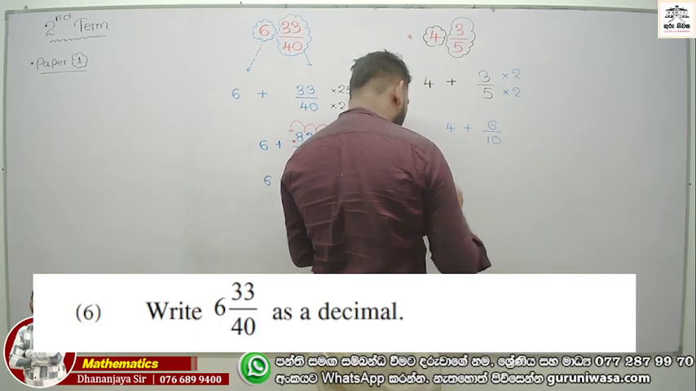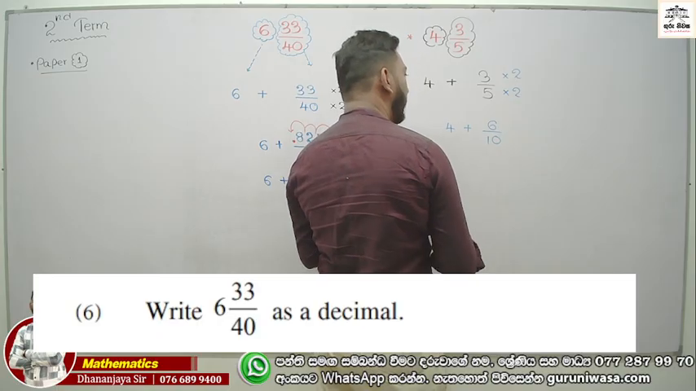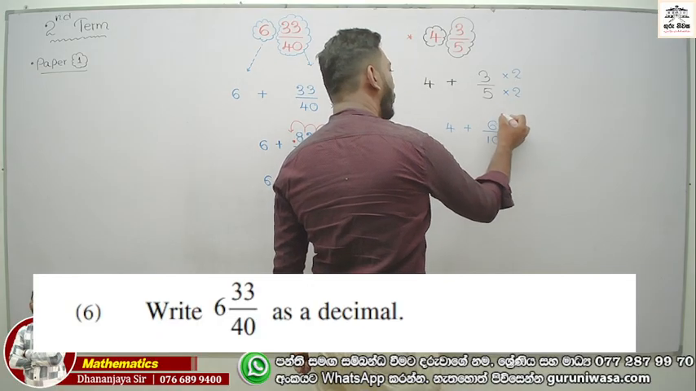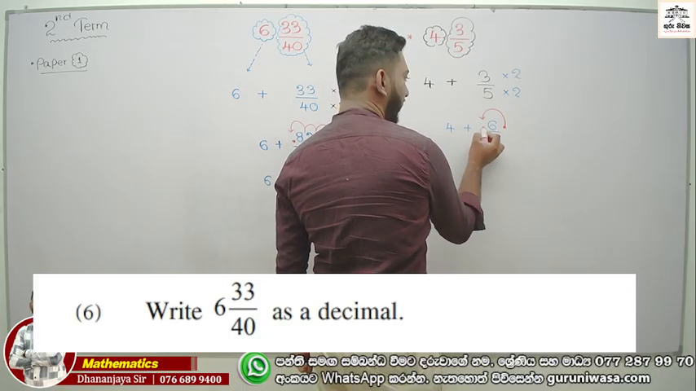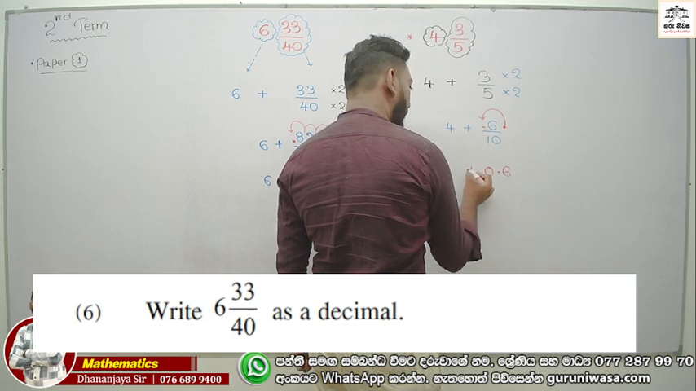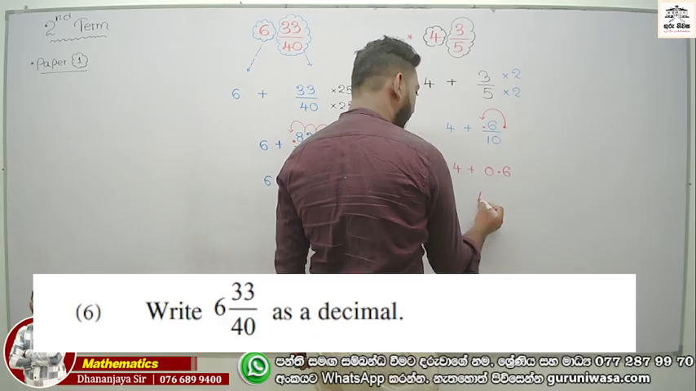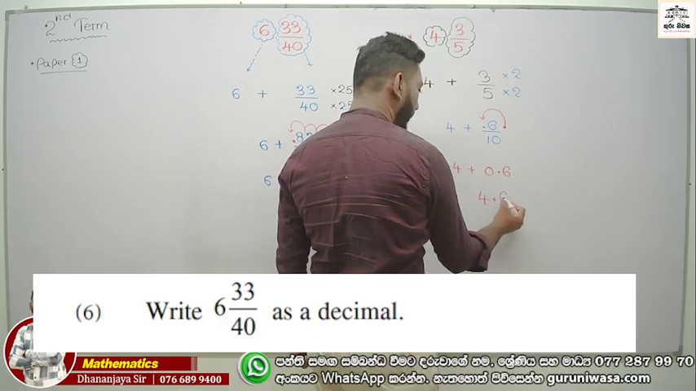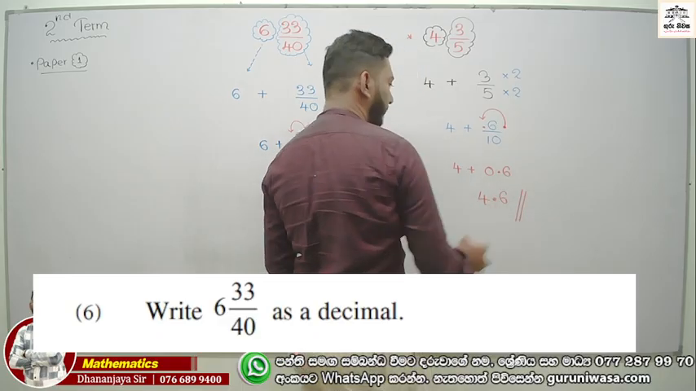And now you know any number divided by 10 means you need to move the decimal point 1 time to the left hand side. Now the answer becomes 0.6 plus 4. Then the final answer is 4.6. 4.6.